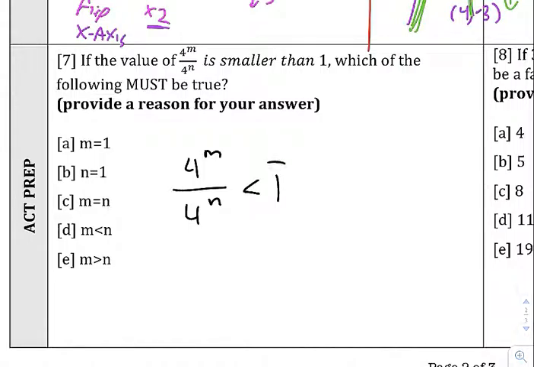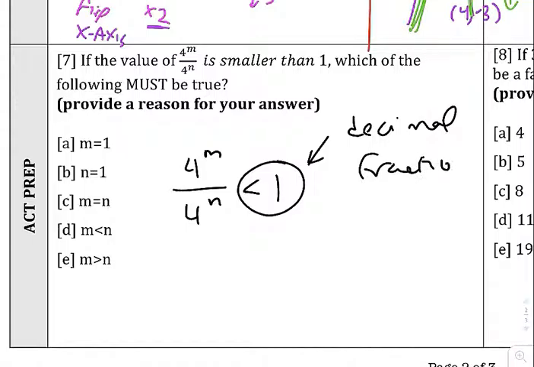And so we want it to be less than 1. What that means is it's got to be a decimal, or it's got to be a fraction, because those are the only things that are going to be less than 1.